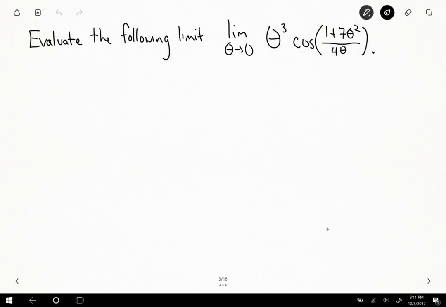So something a little bit different. Evaluate the following limit. Limit as theta approaches 0 of theta cubed times cosine of 1 plus 7 theta squared up in the numerator divided by a 4 theta.